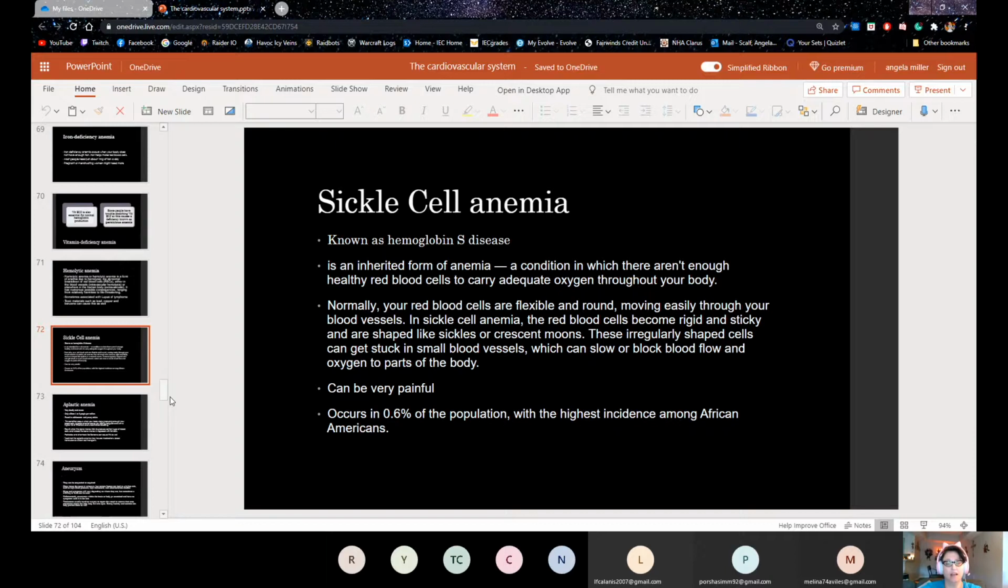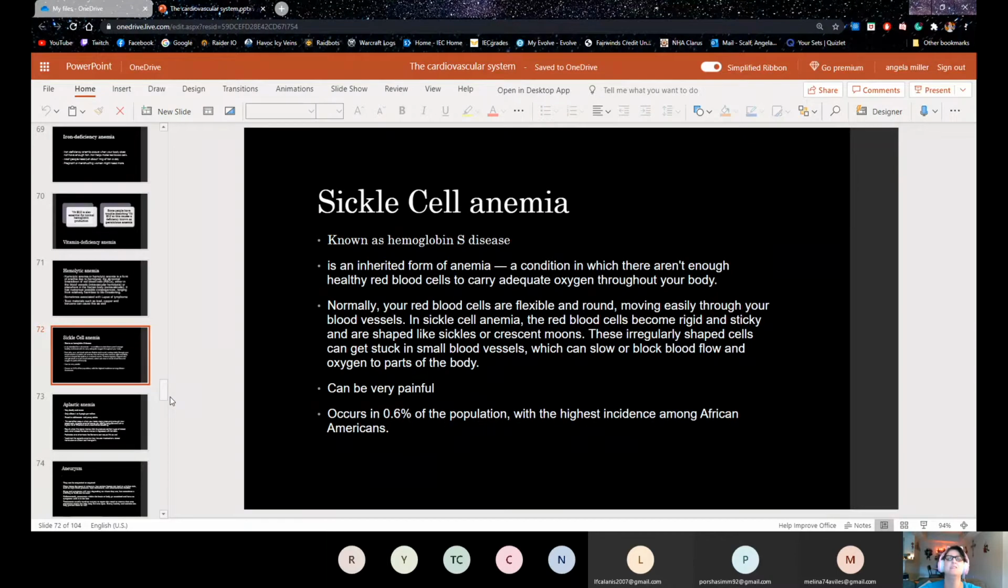And it's actually something that we see really commonly in the African American community. It has the highest percentage, even though it's still very rare, and they're not sure why.